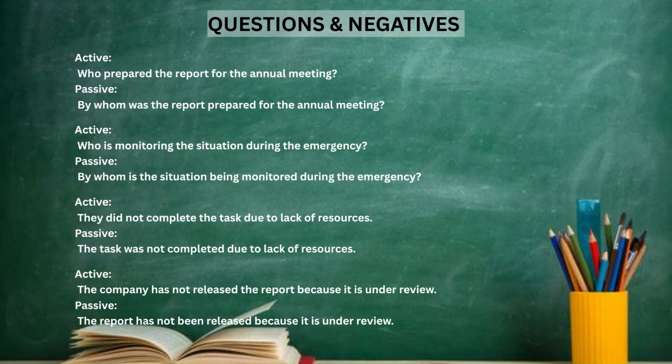Now we move to the last example. In active, the company has not released the report because it is under review. In passive, the report has not been released because it is under review.